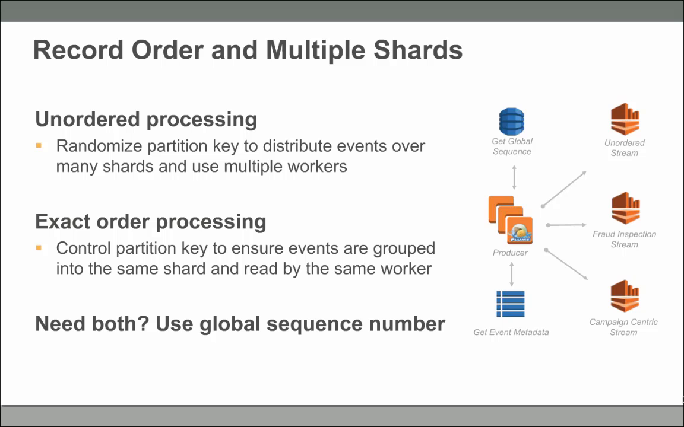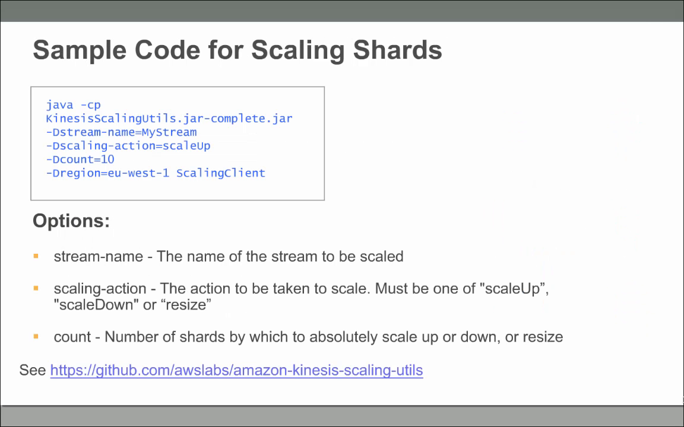If it's more important to, say, control the exact ordering of the records as they're going in, then you want to make sure that you use the same partition key for like records, so that all of the records that are associated with one thing will go to one shard. If they're associated with the other thing, they go to a different shard. If you need both, you can use a global sequence number.